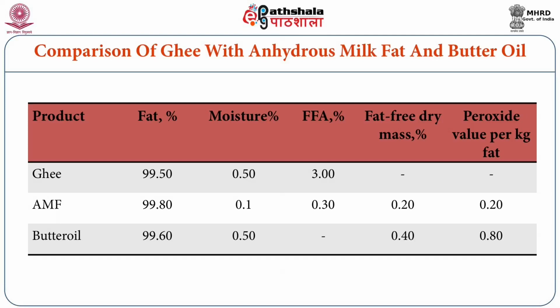The fat-free dry basis is similar to your ghee residue. That is, other than fat, any dry matter, very, very less amount of ghee residue-like thing, 0.2 to 0.4. Whereas the last column, peroxide value, is very important. If the peroxide value is high, the shelf life expected out of such product will be low when stored under ambient conditions. So if you compare AMF and butter oil, AMF has got a lower peroxide value of 0.2. That means it can have a better shelf life compared to butter oil, which has got a higher peroxide value of 0.8.